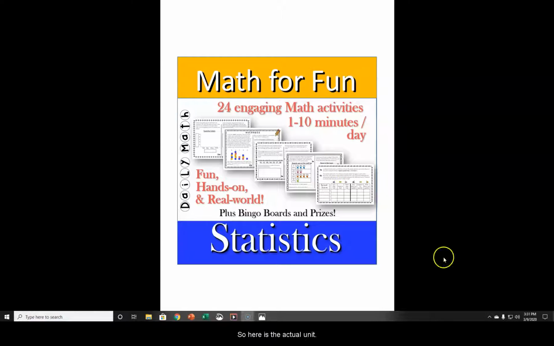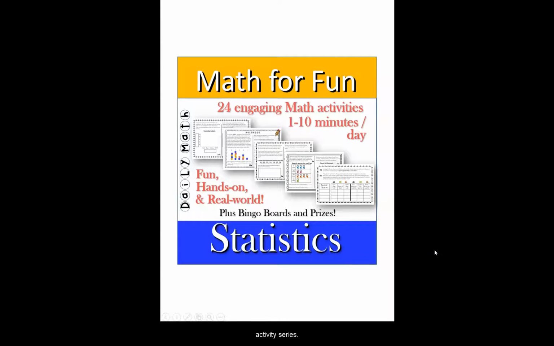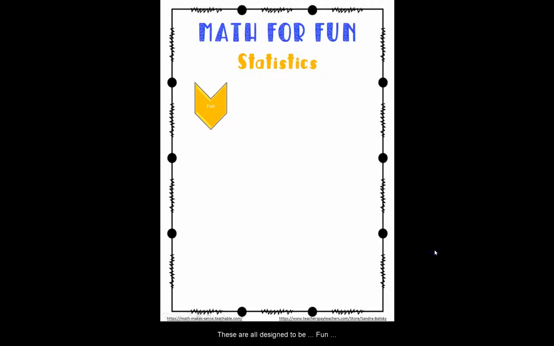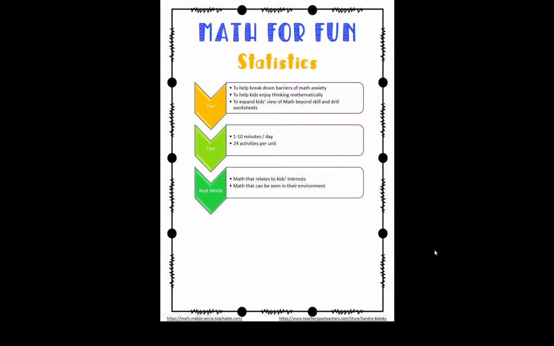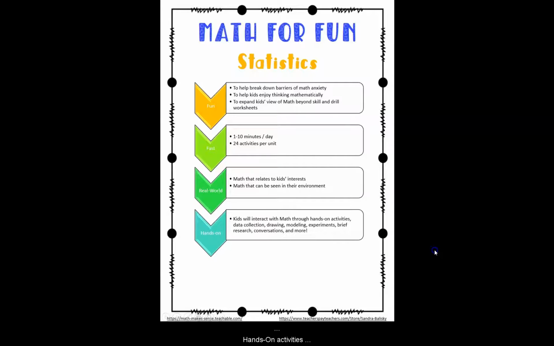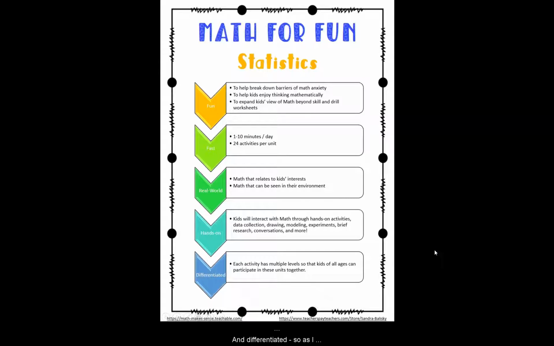So here is the actual unit. This is the statistics unit, the third one in the Math for Fun activity series. These are all designed to be fun, fast, 1 to 10 minutes each, real world, hands-on activities, and differentiated. As I pointed out, every activity has 2 levels that kids can participate in. Some of these are good for 4 to 5-year-olds, and some are good for all the way up through middle, possibly even high school level students.